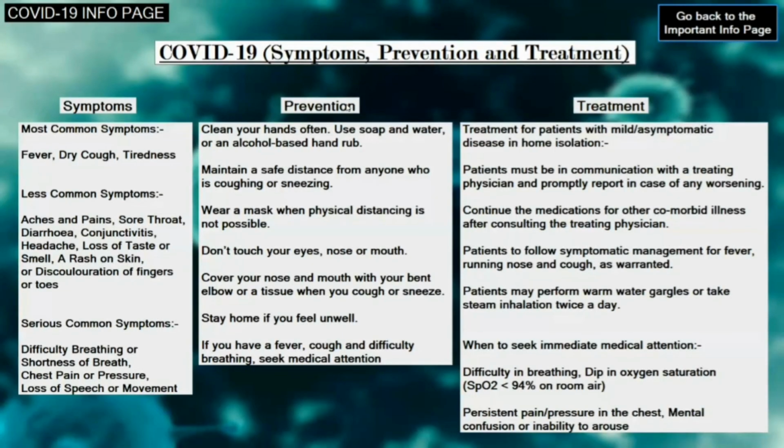Under COVID-19 symptoms, prevention and treatment, these are the three things that come. First is the symptoms: the most common symptoms, less common symptoms, and serious symptoms. The serious symptoms are the ones that need immediate medical treatment. Then there is prevention given and treatment. These treatments are for people showing mild symptoms or who are asymptomatic. People showing a dip in oxygen saturation, mental confusion or inability to arouse need to seek medical attention immediately.